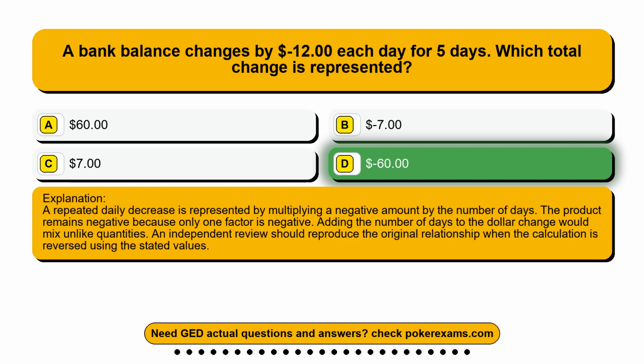A repeated daily decrease is represented by multiplying a negative amount by the number of days. The product remains negative because only one factor is negative. Adding the number of days to the dollar change would mix unlike quantities. An independent review should reproduce the original relationship when the calculation is reversed using the stated values.